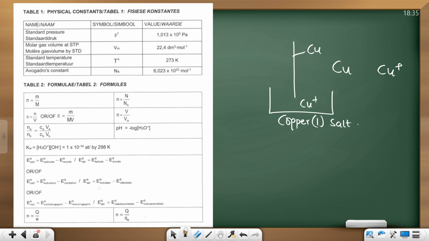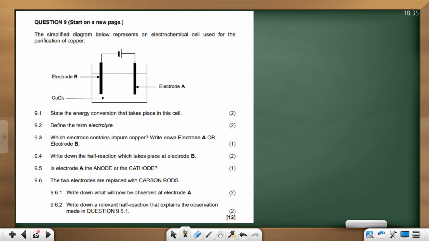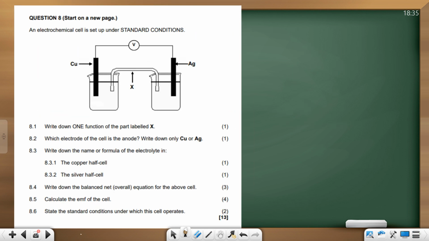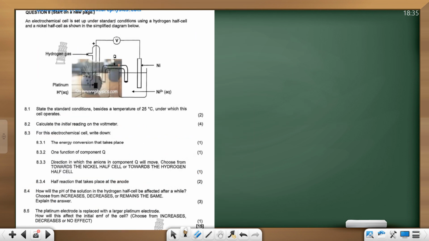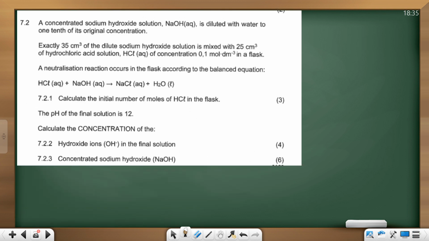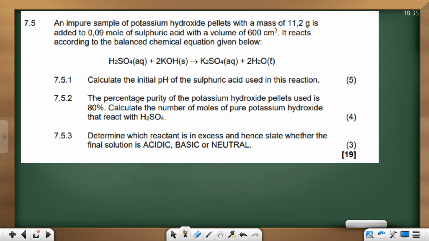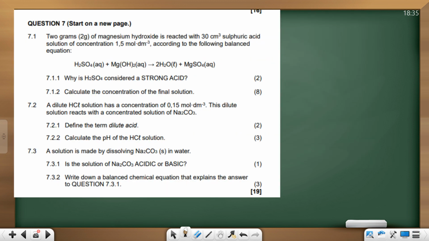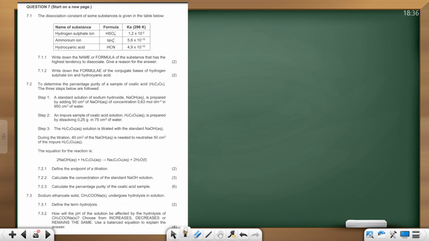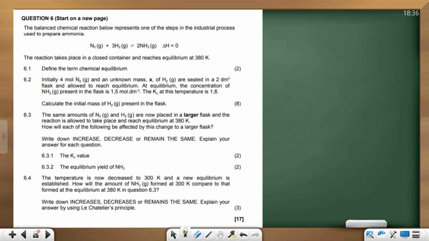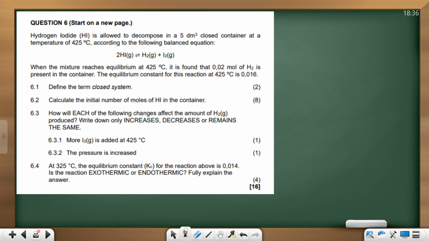Unfortunately, I don't know what happened to this, but I just want to show you one question and then I move on to acid and base. If we have time, we'll come back to that. It is 2 marks, but it's too important.